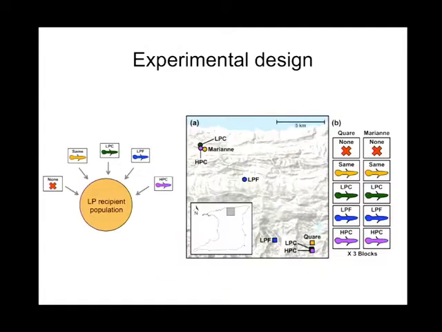And we replicated this design using two sets of recipient and donor populations in Trinidad. And I just wanted to point out that the recipient population on the south slope, the Coray population, had a smaller starting effective population size than the recipient on the north slope, the Marianne. But we'll come back to that.